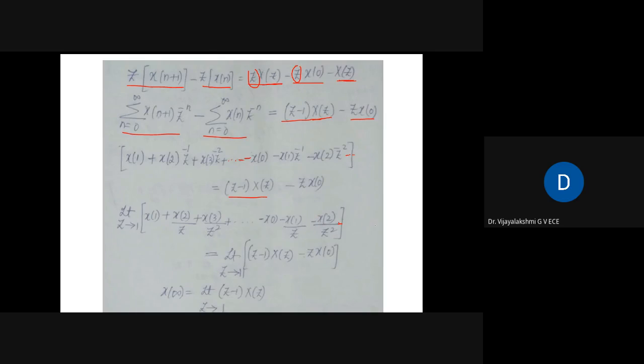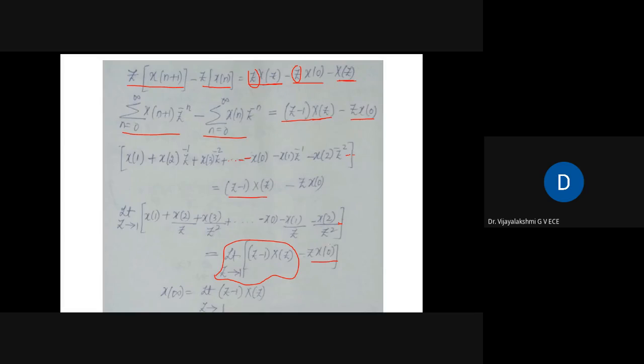Now I apply the limits on both sides such that z tends towards 1. When z tends towards 1, what is happening? All these z terms become 1. On the right hand side, I will leave this quantity, that is, the limit of z tending towards 1, z minus 1 into X of z. Leaving this, here also z becomes 1, leaving x of 0.